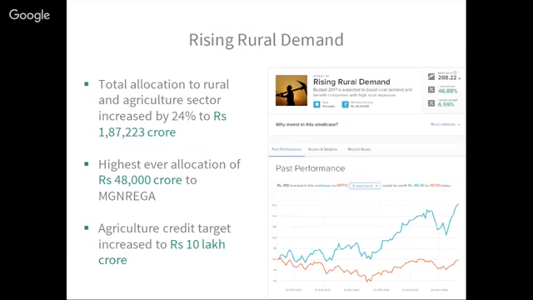In the recently announced union budget, the government announced many sops for the agriculture and rural sector. I have listed down three of them. Total allocation to the rural and agriculture sector was increased by 24%. It was also the highest ever allocation of 48,000 crore to the Mahatma Gandhi National Rural Employment Scheme. And at the same time, the agriculture credit target was also increased to rupees 10 lakh crore. All these things combined are expected to result in increased rural expenditure or rural demand.